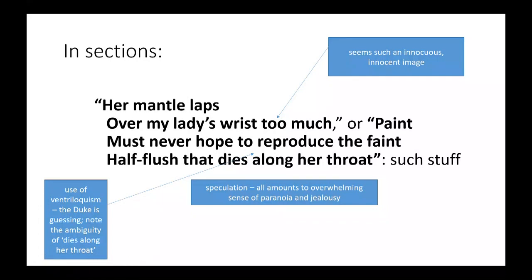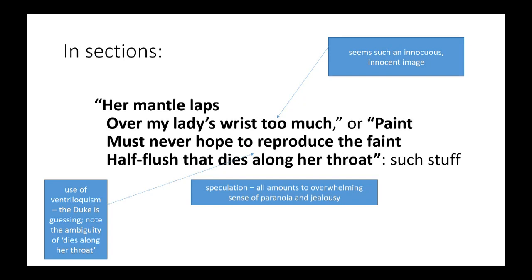That seems really innocuous, doesn't it? It seems like an innocent thing. She's wearing a shawl or a cloak called a mantle, and it's just kind of lapping over her wrist. Maybe he imagines that the painter might gently move that shawl back over her arm slightly. Perhaps that's why she blushes, that physical contact.